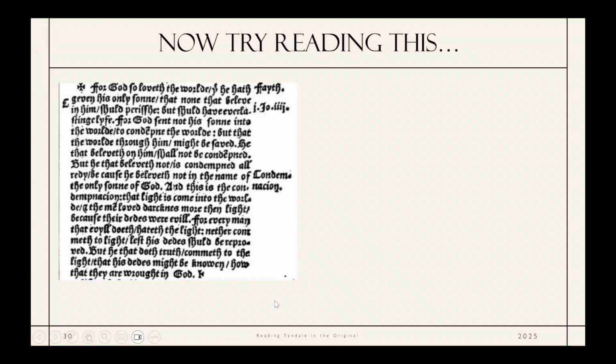I'm just going to finish now with one little section. And I don't know if someone wants to volunteer to try and read this. Would someone like to volunteer? And then you see if you can work out what it is. John 3:16, for God so loved the world that he has given his only Son, that none that believe in him should perish, but should have everlasting life. And so it goes on. Fantastic. So now you can read that, can't you?